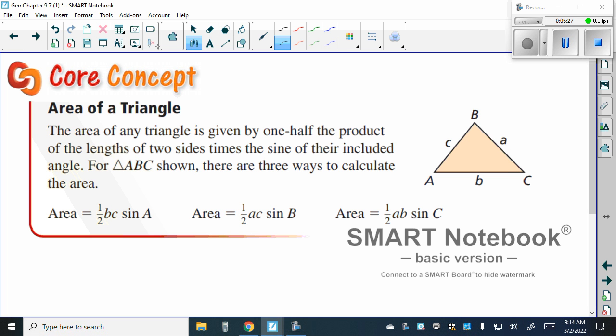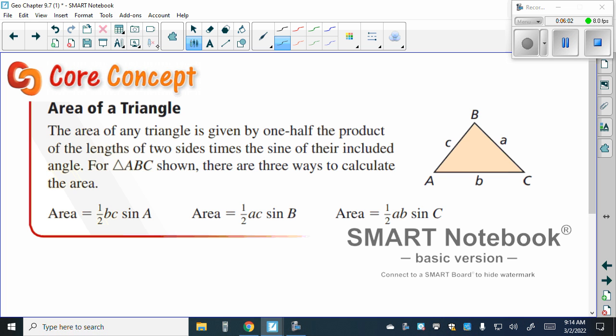But for the area for any of these here, really, we're taking 1/2 ab sine of C. The area is equal to 1/2 ac sine of B, or the area is equal to 1/2 bc sine of A. In any of these setups, the angle is always between the two sides. If we have two sides and an included angle, we could find the area.